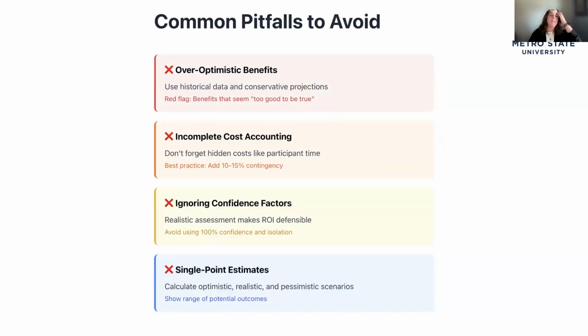All right. Common pitfalls. Being over optimistic about benefits. If you can use historical data and be conservative in your projections, they won't seem too good to be true. And if they're too good to be true, they probably are too good to be true. So be careful about that. Incomplete cost accounting. Don't forget hidden costs.